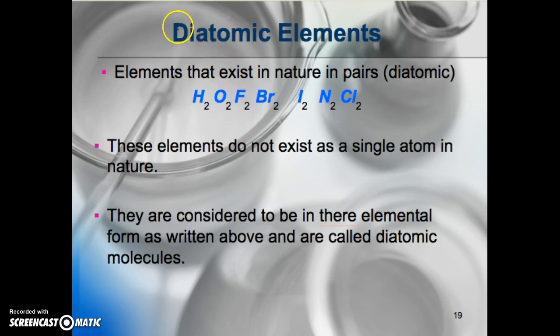What does it mean to be diatomic? Well, di means two. So if you have a diatomic element, it's an element that has to have this little subscript 2 up here. In their elemental form, they do not exist by themselves. They are always represented with a little 2.